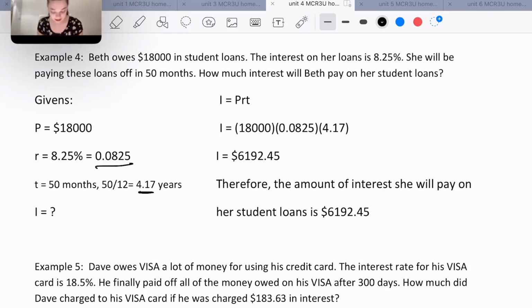Okay, so that means that we're going to plug in these numbers and find out how much interest she will pay on her student loans. And it's quite a lot, mainly because that interest rate of 8.25%, that's a pretty high rate. And also, paying them off in over 4 years, it is a long time. So she's going to end up paying, in addition to the $18,000, an additional $6,192.45. In this case, they didn't ask the total she'll pay. They just asked how much interest she will pay. So therefore, this is the answer. It's $6,192.45 that she will pay in interest specifically, not paying off the principal, just interest.